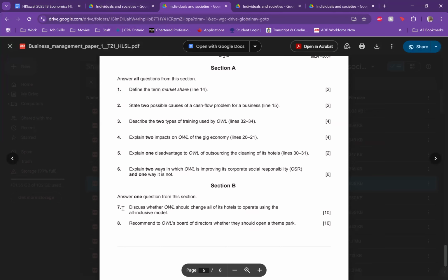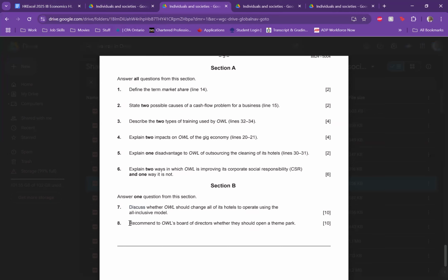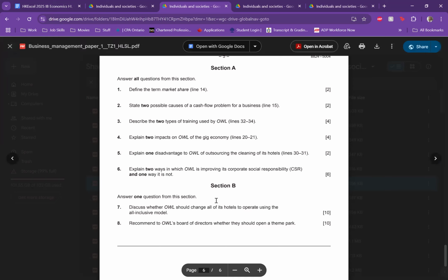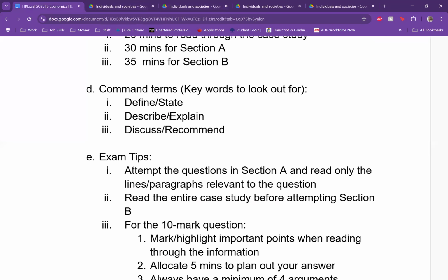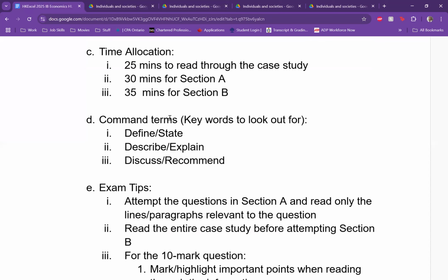The 10-mark questions will have either discuss or recommend, depending on which question you answer, but ultimately this is going to be a full-on essay style question. So when planning for your section B questions, what you want to do is, first of all, you want to take 5 minutes out of the 35 minutes here to plan your answer.